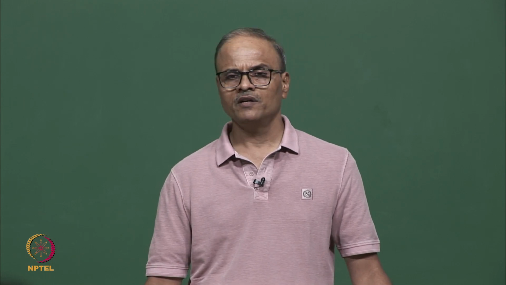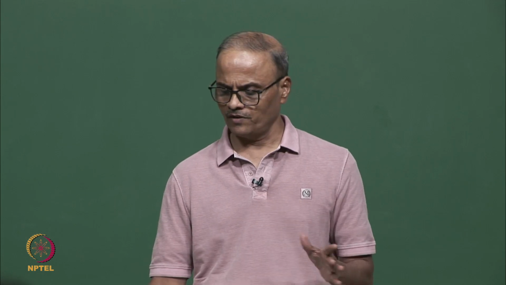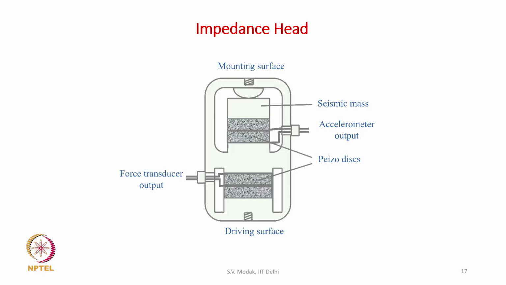The impedance head combines an accelerometer and a force transducer into a single unit, and this is a typical schematic of an impedance head. You can see that on the top, this part is the accelerometer, and this part of the impedance head is the force transducer.